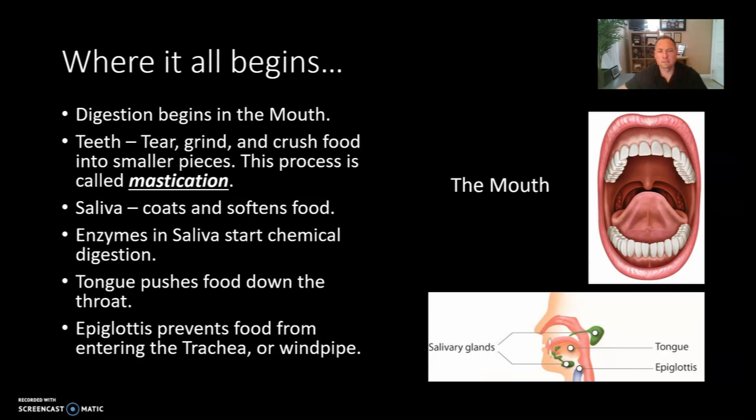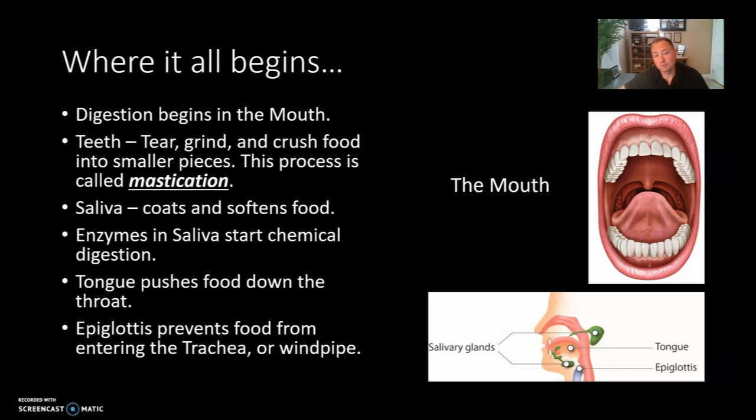Where it all begins, the mouth. Digestion begins in the mouth. Your teeth, your buckers, they tear, they grind, they crush food into smaller pieces. That process is called mastication. While that's happening, your salivary glands let loose saliva into your system, your spit, and it will coat and soften food. It lubricates it so that it can move down your throat.